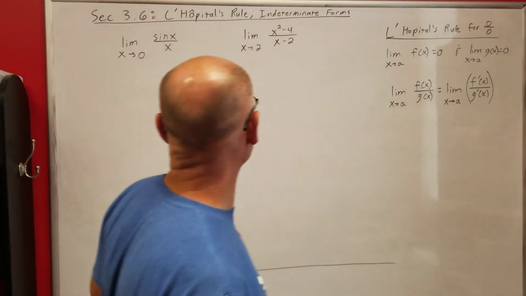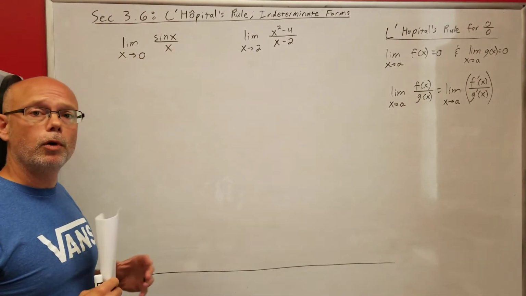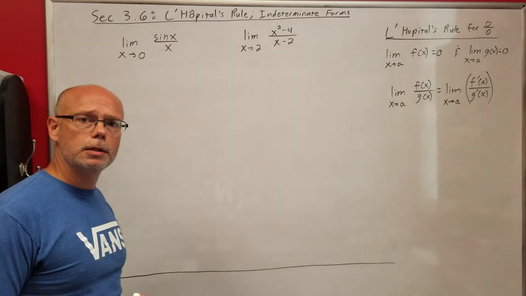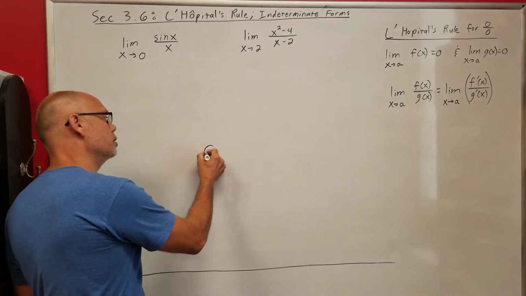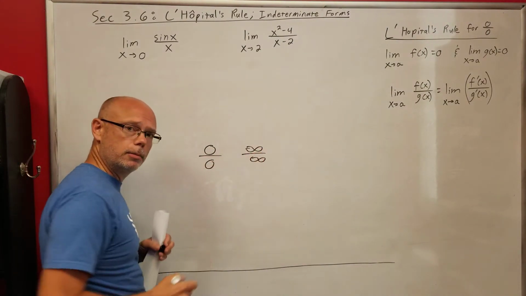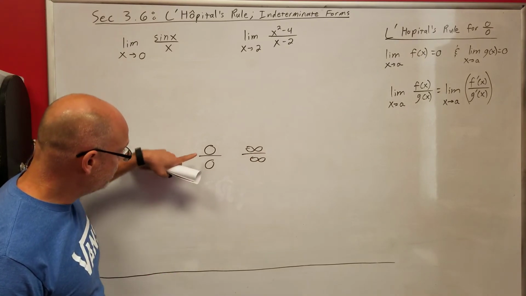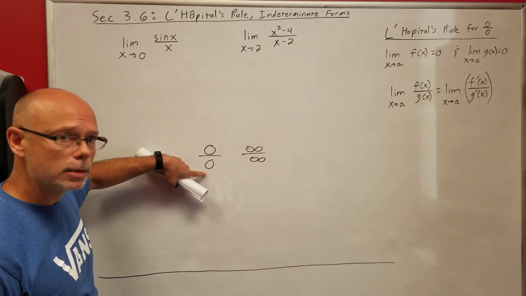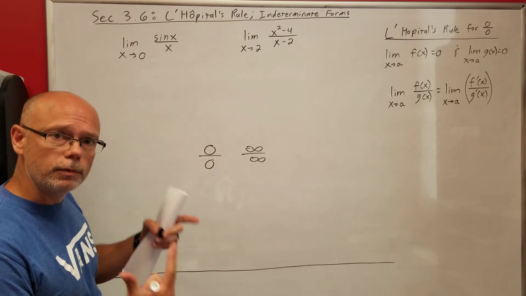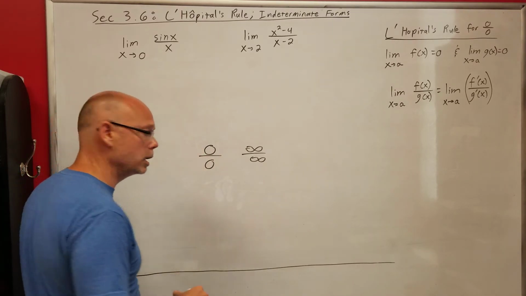Section 3.6, L'Hopital's rule, indeterminate forms. All right, so we talked about indeterminate forms earlier in the semester. That's whenever we have 0 over 0 or infinity over infinity, we can't determine what those are. Because what wins out? 0 on the bottom is undefined, 0 up top is 0, so it's a conflicting issue, or we can't determine what it is.